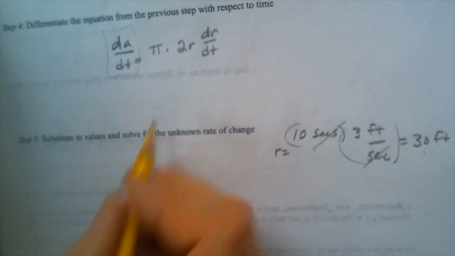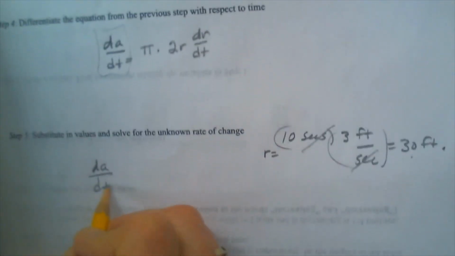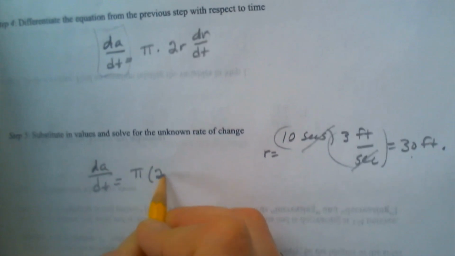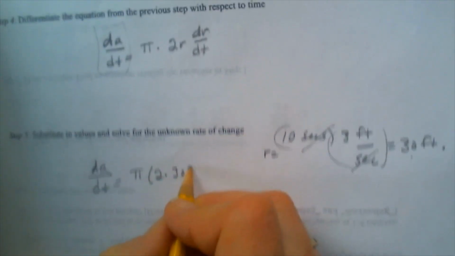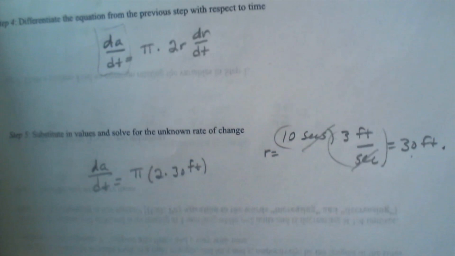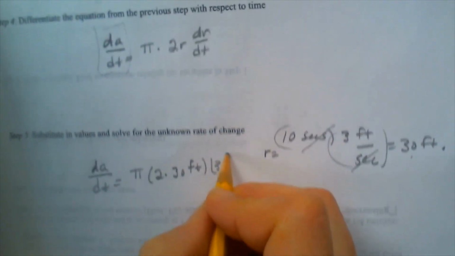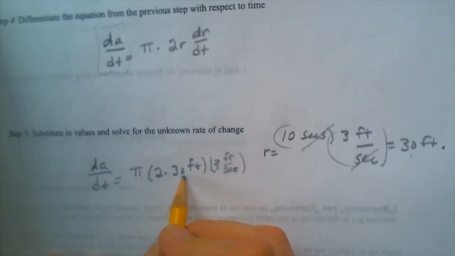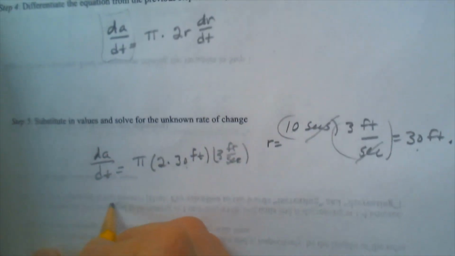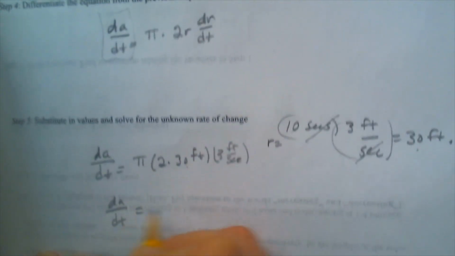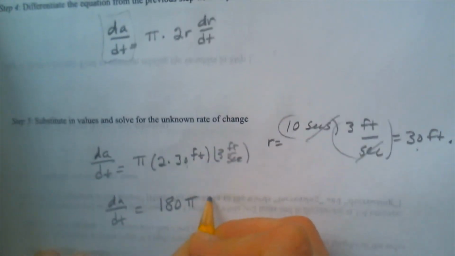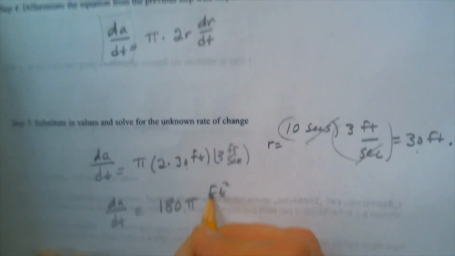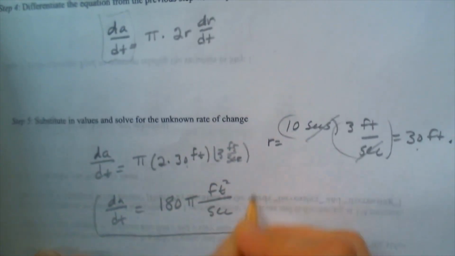So now when we substitute in here, we have dA dt is equal to pi times 2 times the radius, which is 30 feet. And dr dt, they told us, was 3 feet per second. When we do the math, 2 times 30 is 60. 60 times 3 is 180. So dA dt is equal to 180 pi, and it's square feet. Feet times feet is feet squared per second for the units. So that's page 6. Moving on to page 7.